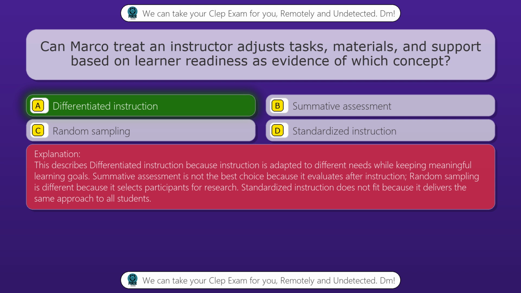This describes differentiated instruction because instruction is adapted to different needs while keeping meaningful learning goals. Summative assessment is not the best choice because it evaluates after instruction. Random sampling is different because it selects participants for research. Standardized instruction does not fit because it delivers the same approach to all students.